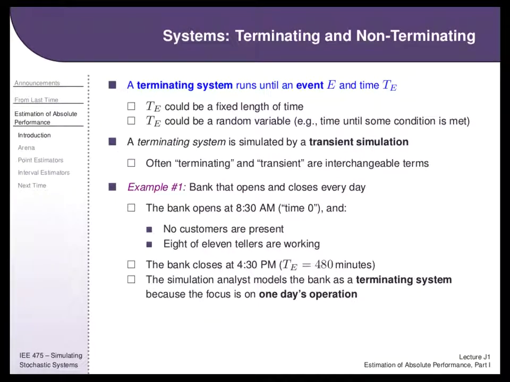A terminating system is a system that runs up until an event E at a certain time, and I care about when it starts and when it ends. I average over that entire span of time, from the beginning till the end. As an example, a bank isn't open for 24 hours. It opens at 8:30 a.m. and closes 480 minutes later, and there are no customers present when it opens, and there may be customers that get kicked out of the bank when it closes. I care about all of those things. I care about how quickly customers start to accumulate.